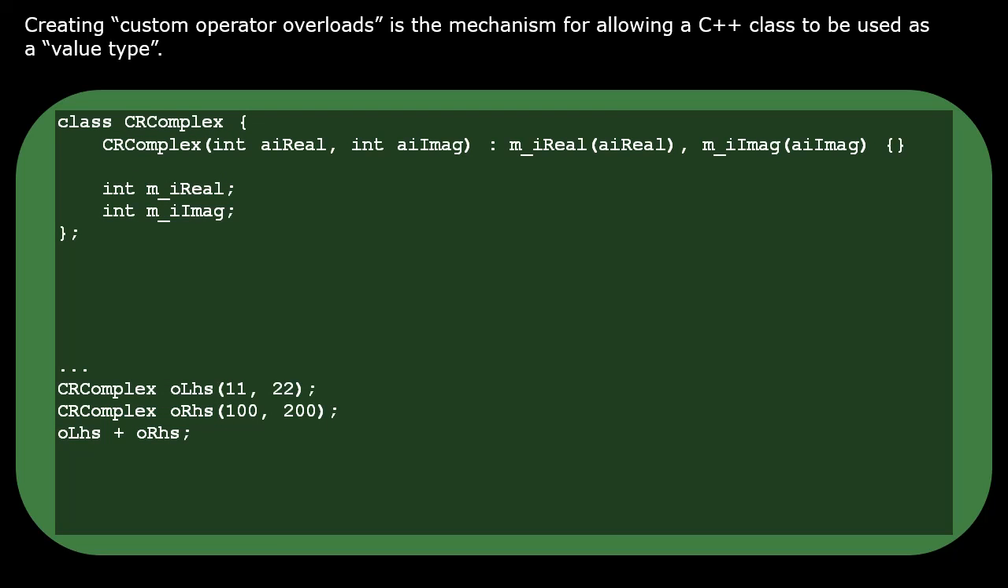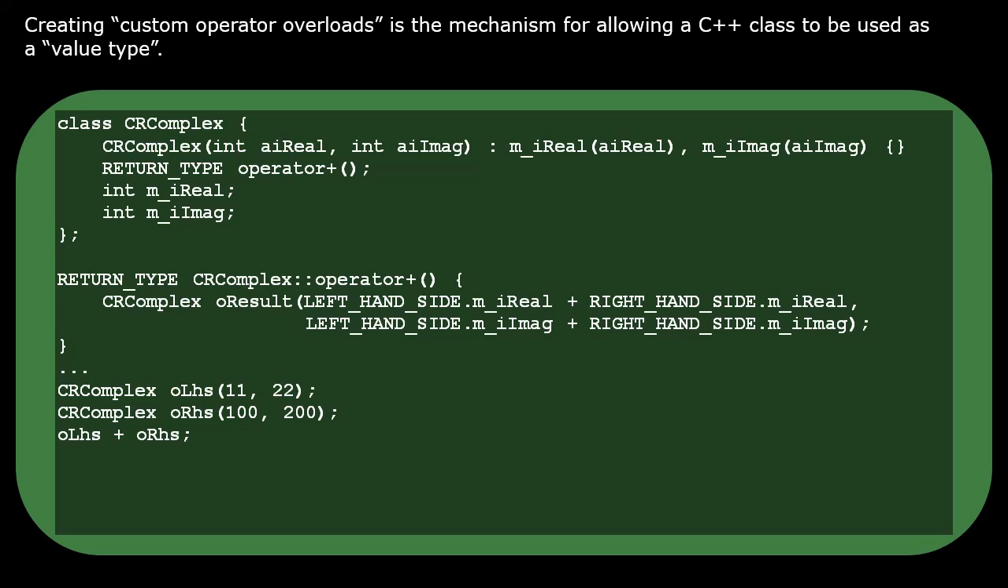Now let's say you're programming a custom type for representing a complex number. You need to implement an operator overload whose name is operator followed by the symbol that you're defining, in this case, a plus symbol.